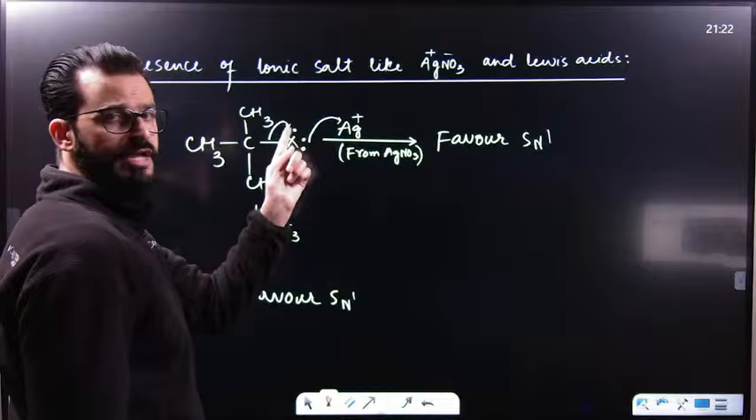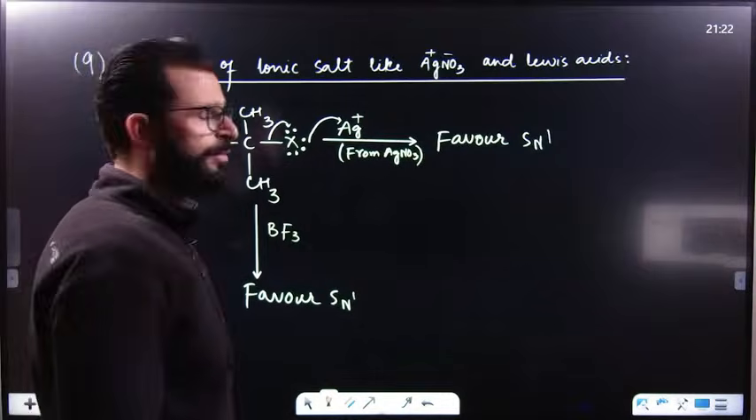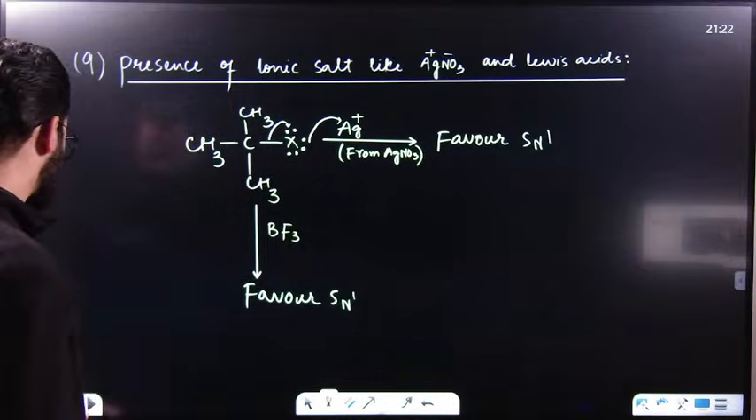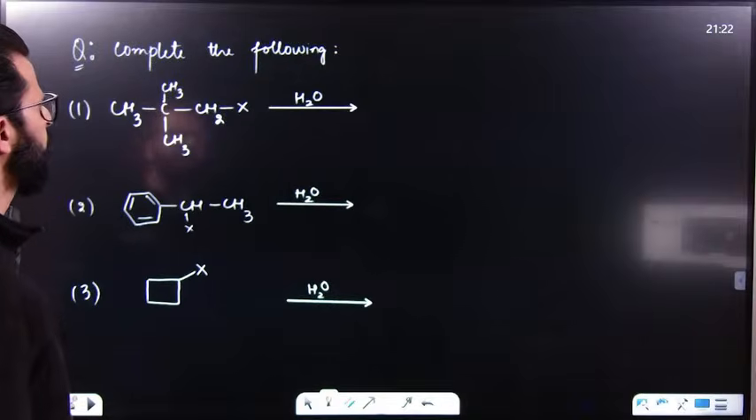The more positive charge it acquires, the more easily it will break this C-X bond. I hope this is clear till now. After that there are a few questions. Now first, complete the following.